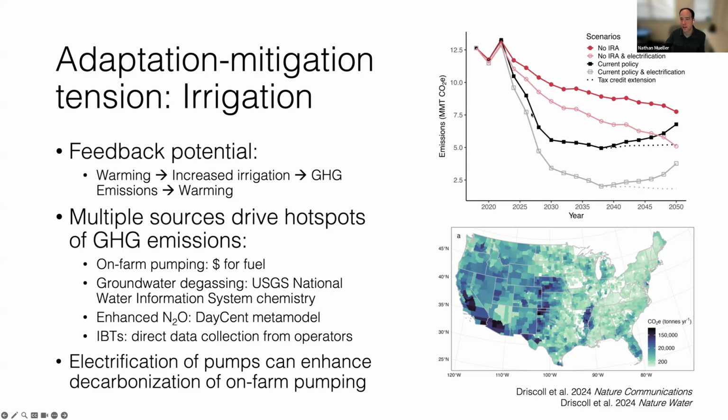So in the black line here, this is with our current policy in the Inflation Reduction Act, the decreases in emissions that we would expect. And then here in the gray line, this is if we additionally made an effort to electrify some of the natural gas and diesel and propane pumps out there.